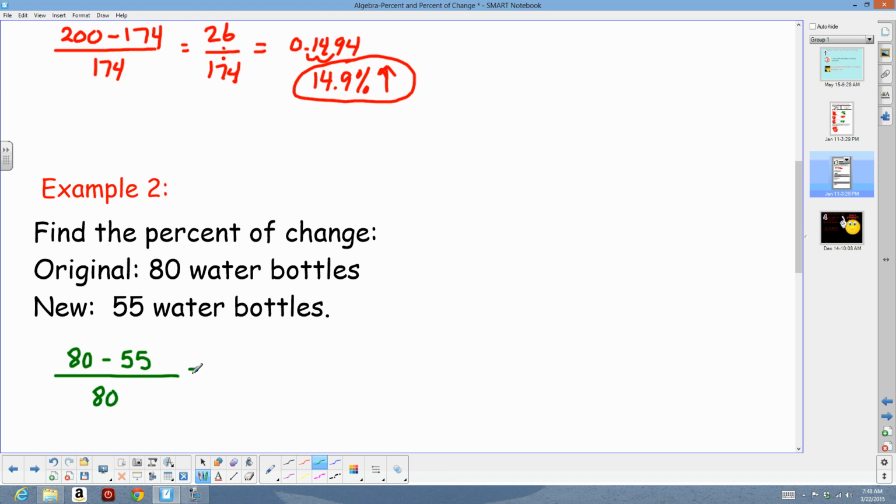80 minus 55 is 25. 25 divided by 80, that is going to equal 0.3125. So it's 31.25%, or to the nearest tenth, it would be 31.3%. And this went from 80 to 55, so that was a decrease.